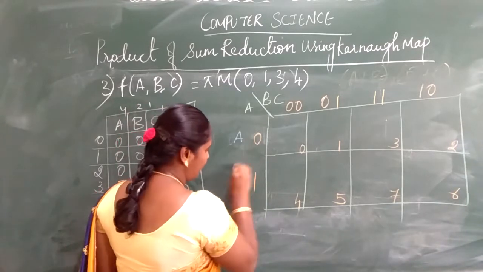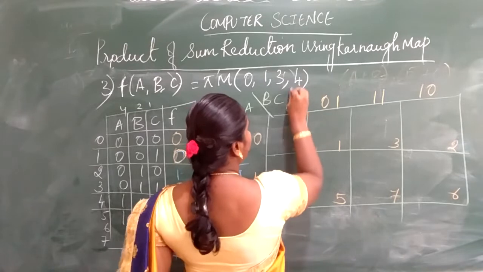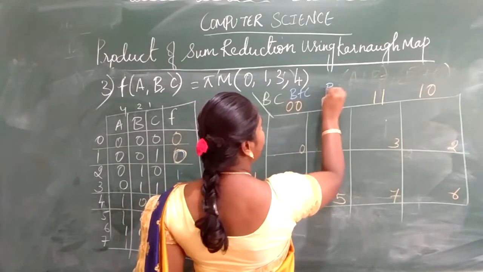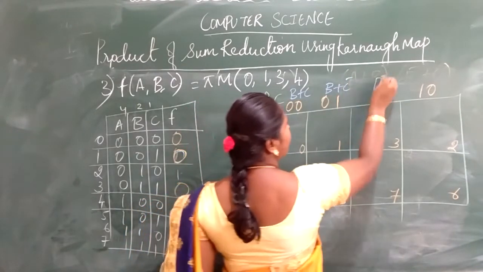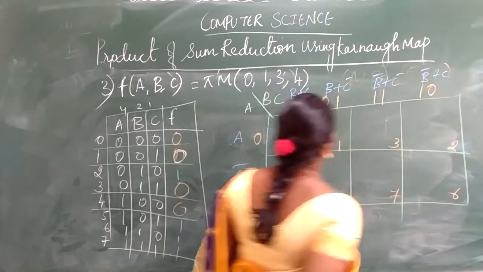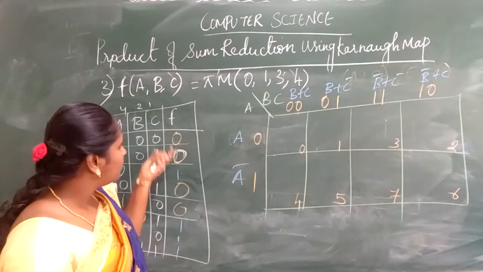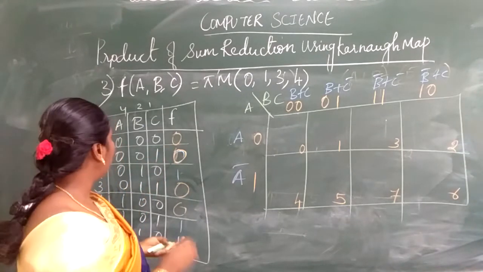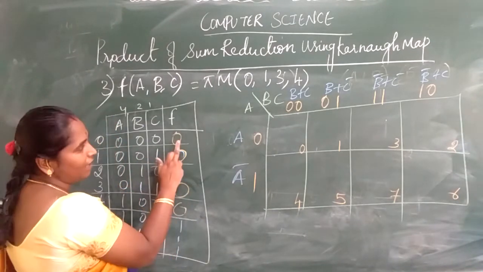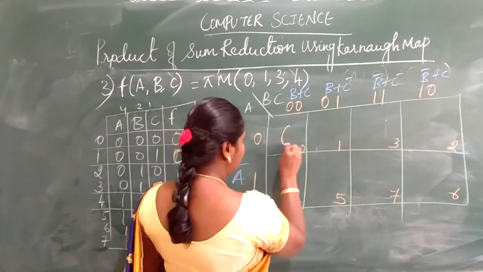A bar here, B plus C, B plus C bar, B bar plus C bar, B bar plus C. Now you represent the cells which have the output as 0. Here m0 has the value 0, so it has been represented as a 0.